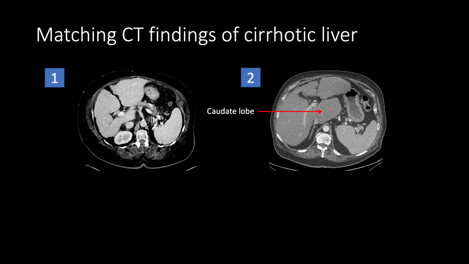Here are matching CT findings of the cirrhotic liver. You can appreciate the irregular nodular contour of the liver in the first image, and also the hypertrophy of the caudate lobe and the lateral segments of the left lobe in the second image.